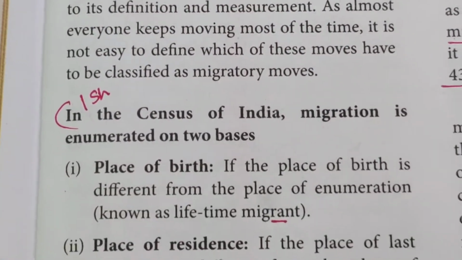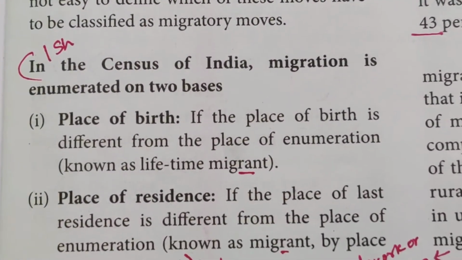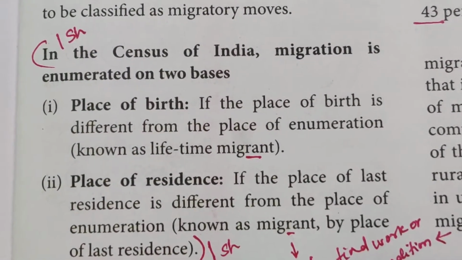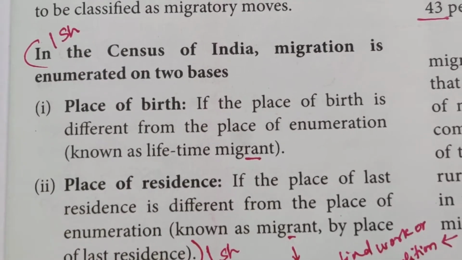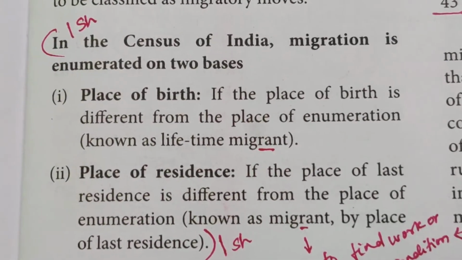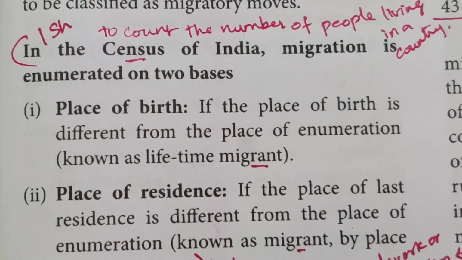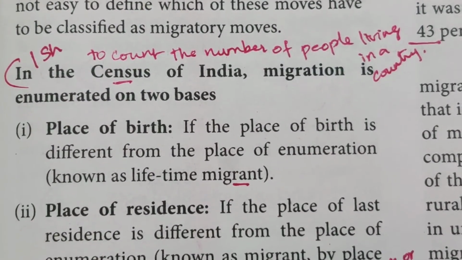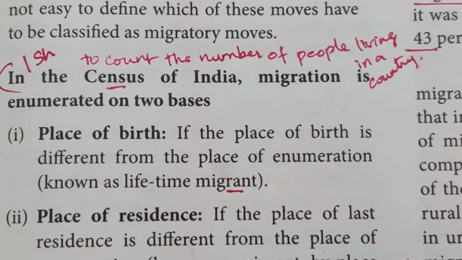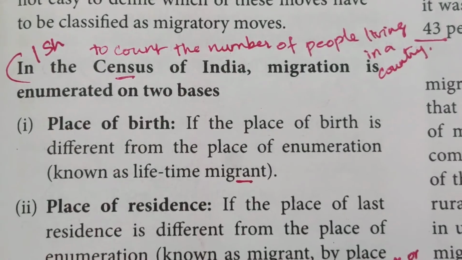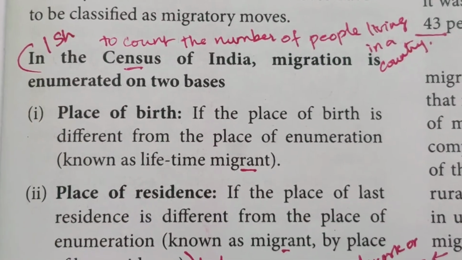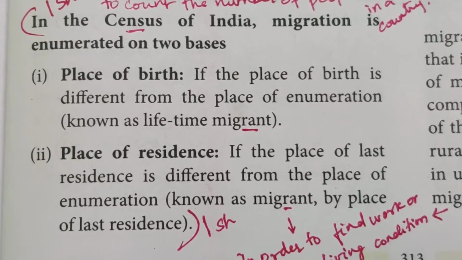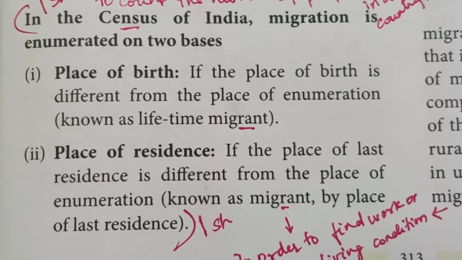In the census of India, migration is enumerated on two bases: place of birth and place of residence. Census, what is that? To count the number of people living in a country. So in the census of India, migration is enumerated on two bases. One is the place of birth, another is the place of residence.